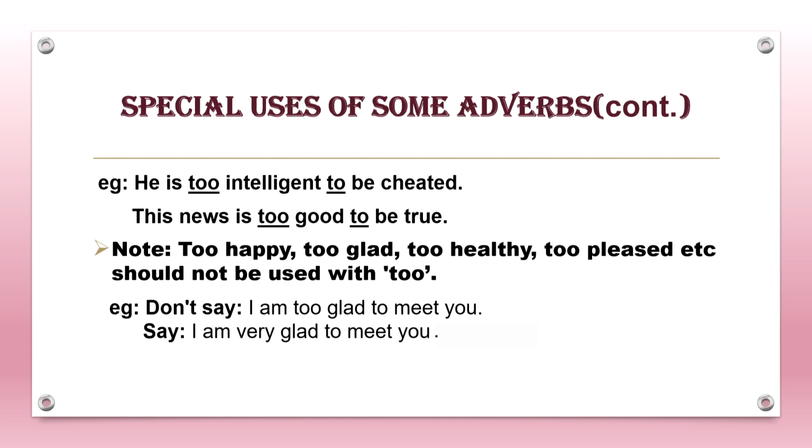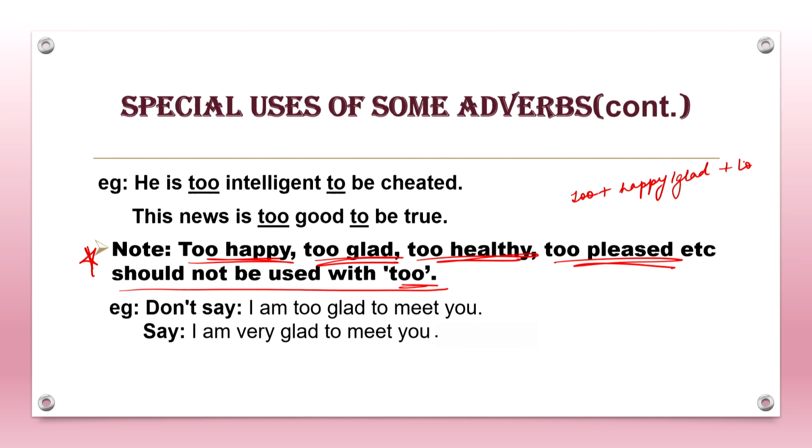Now, note one thing, too happy, too glad, too healthy, too pleased and so on should not be used with too. So, if you are using this format with happy, glad, healthy, pleased, then this format is totally wrong. So, for example, if we say I am too glad to meet you, this sentence would be incorrect. The correct sentence would be I am very glad to meet you.